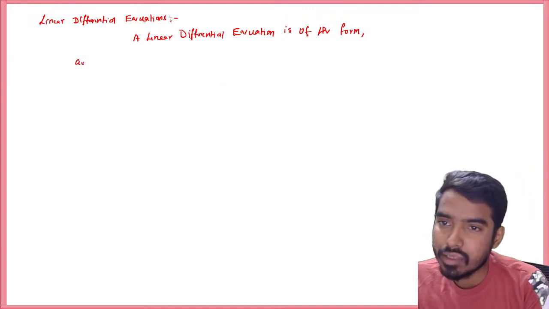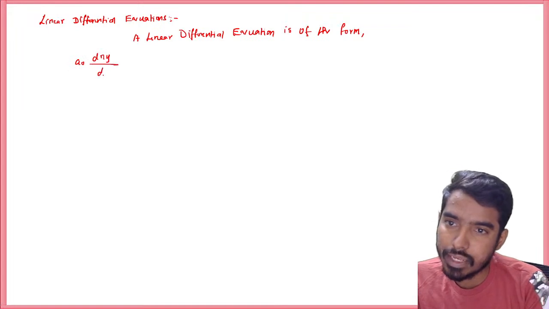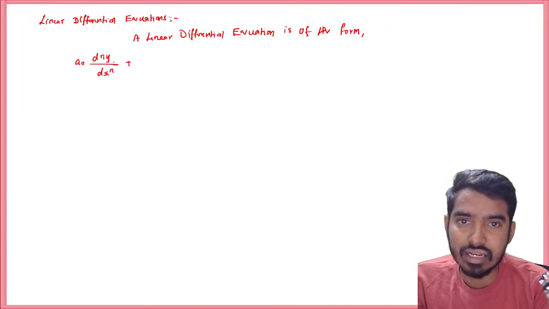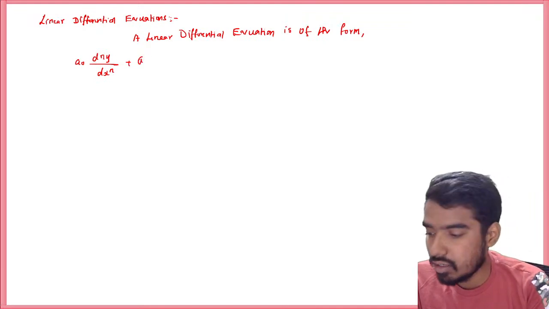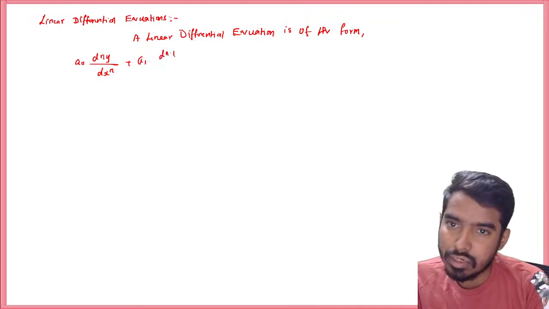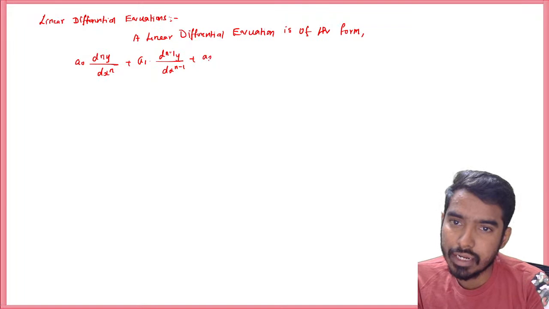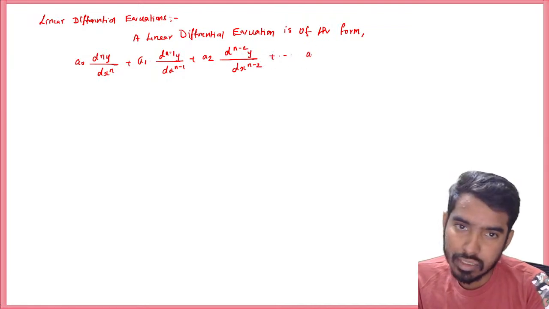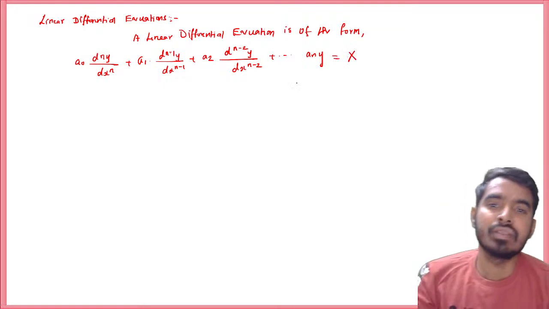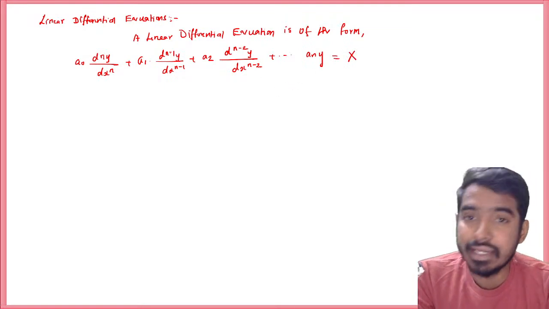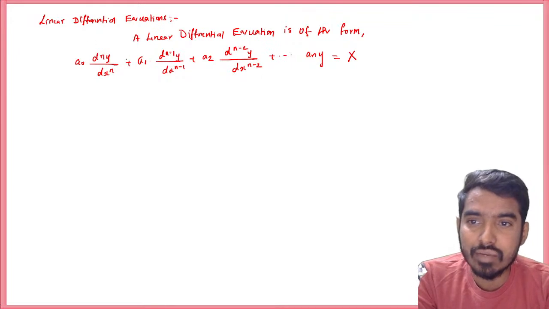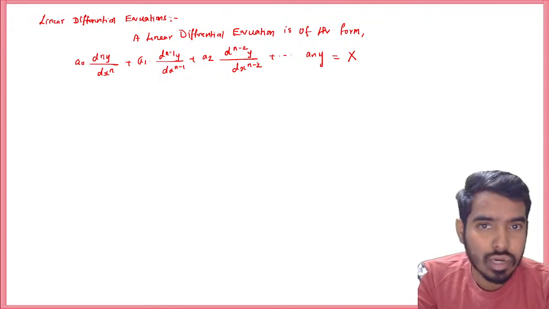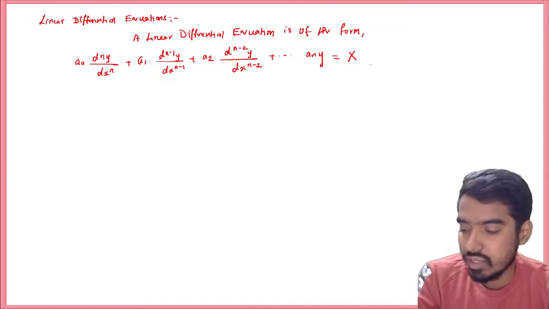This is given by a0 d^n y/dx^n, that is the nth order derivative of y, plus a1 d^(n-1) y/dx^(n-1), plus a2 d^(n-2) y/dx^(n-2), and so on up to an y, is equal to x. This is the general format of a linear differential equation: nth order derivative, (n-1)th order derivative, (n-2)th order derivative, and so on up to y, is equal to x.